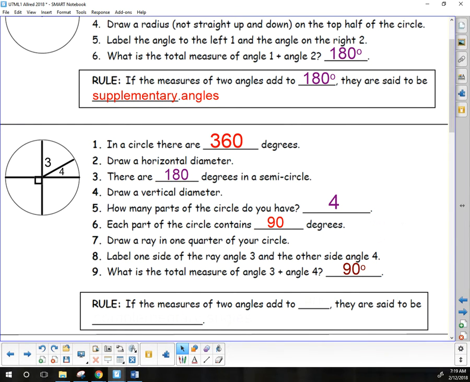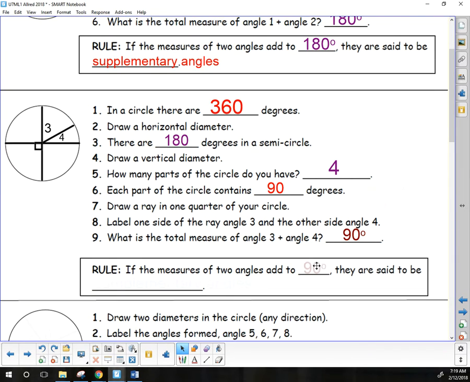That's right, you would get 90 degrees if you added angle 3 and angle 4 together. Whenever that happens, you have two angles that add up to 90 degrees. Those are said to be called complementary angles. So two angles that add up to 90 degrees are called complementary angles.